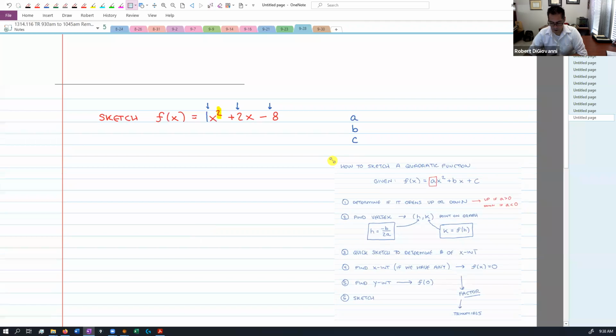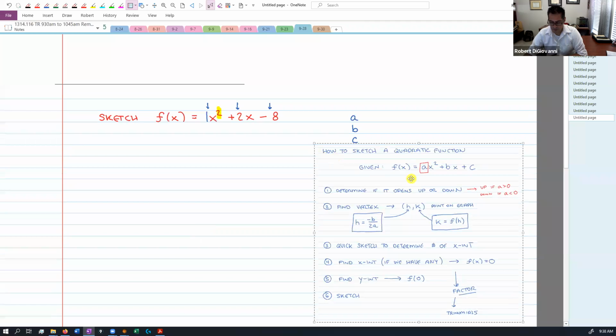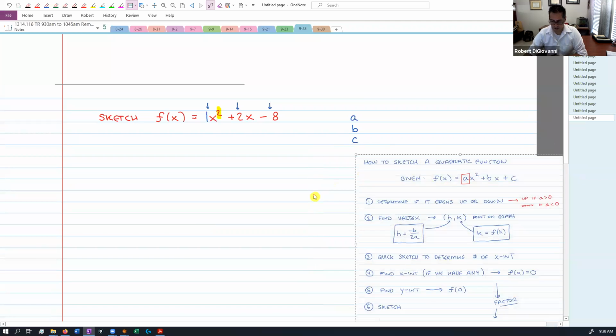Try to make these a little bit bigger. Here we go. Hopefully that's good enough for you to see. So A for us here is 1. It's the number in front of x squared. B for us is 2. And the C, be careful, is negative 8, not positive 8, but negative 8. So we have found the different pieces of the quadratic function. And now we move on to the steps.